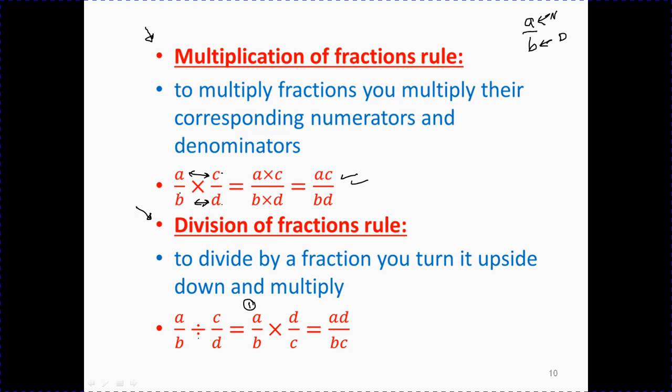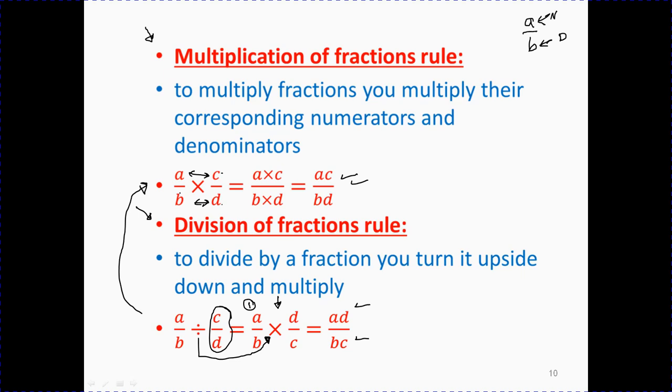Then I turn the division into multiplication. So now I change the operation from division to multiplication. Then I take the invert of the second fraction, upside down, or the reciprocal of the second fraction. So instead of c over d, now it's d over c. Now I'm dealing with multiplication, so I use the rule. It is a over b times d over c. So it will be a times d, numerator by numerator, denominator by denominator, so it will be ad divided by bc.